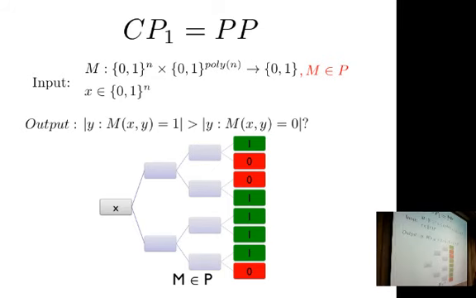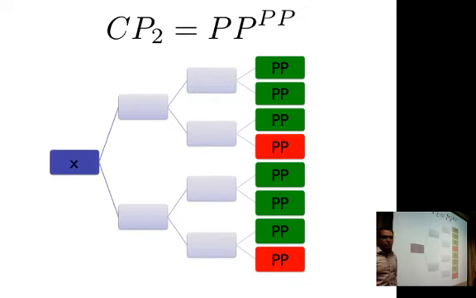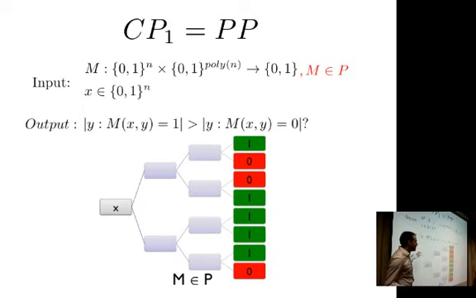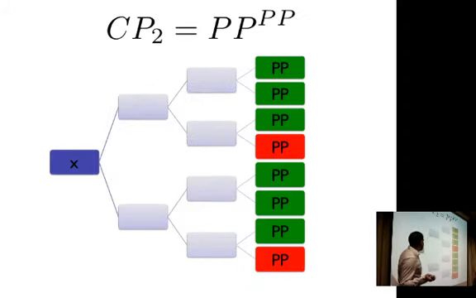And we can iterate, and we can give a recursive definition. And the one I'm going to give is that the second level of the counting hierarchy is going to be the same definition as PP, where I want to count the majority of the boxes. But instead of having a 1 and a 0 at the end, I'm going to make one query to a PP machine in each of these boxes. Any questions about this definition?